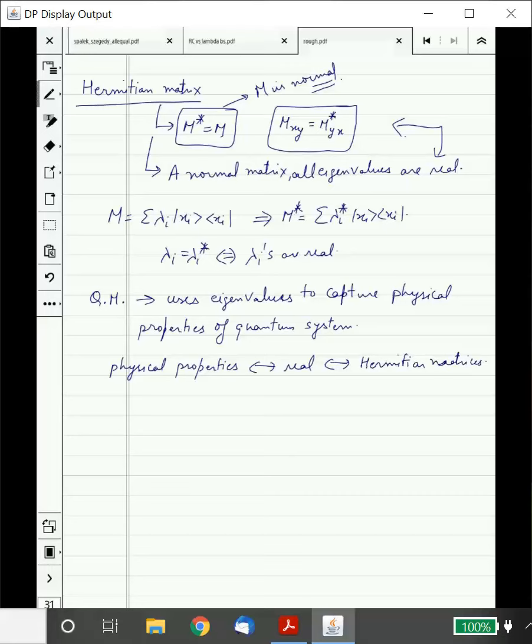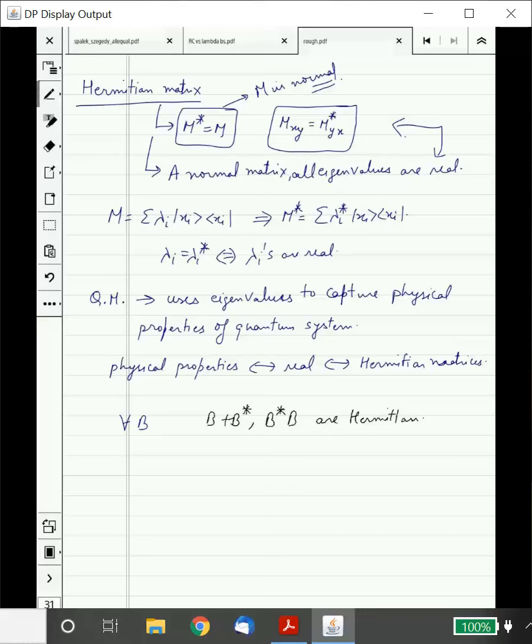Let us look at a few of their properties. You can show easily that for any B, not necessarily a Hermitian matrix, B plus B star and B star B are Hermitian. This is a standard trick to convert a non-Hermitian matrix into a Hermitian matrix.